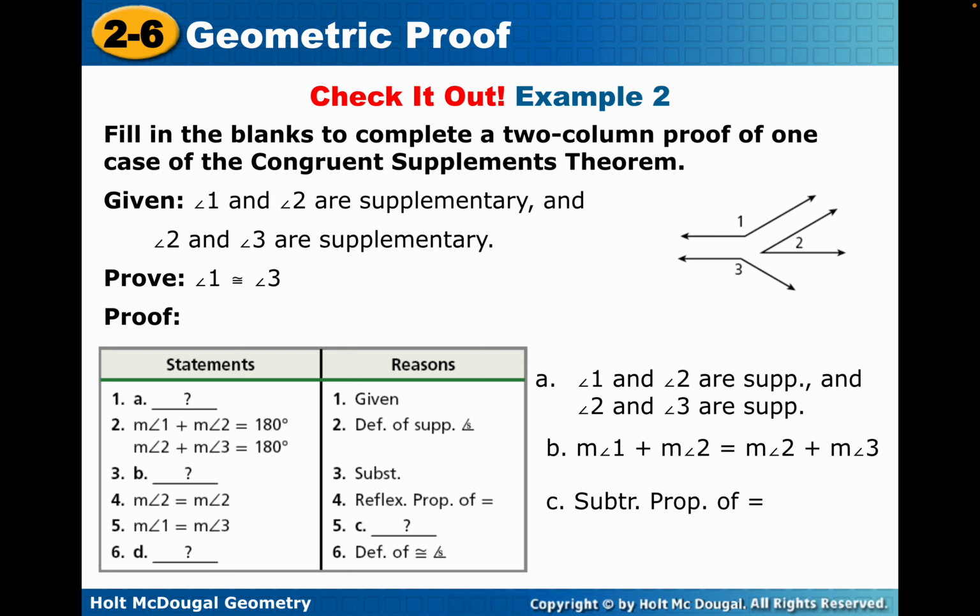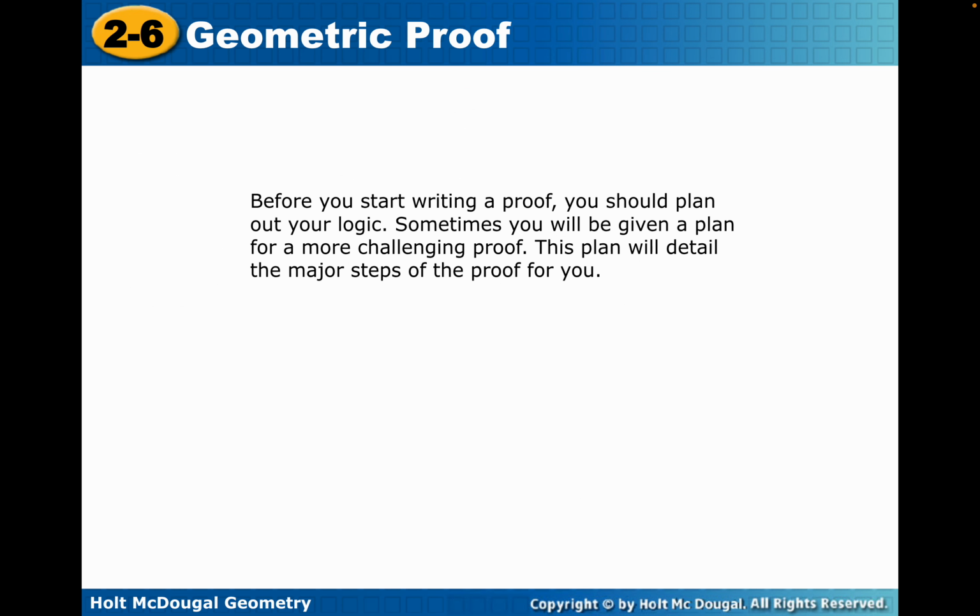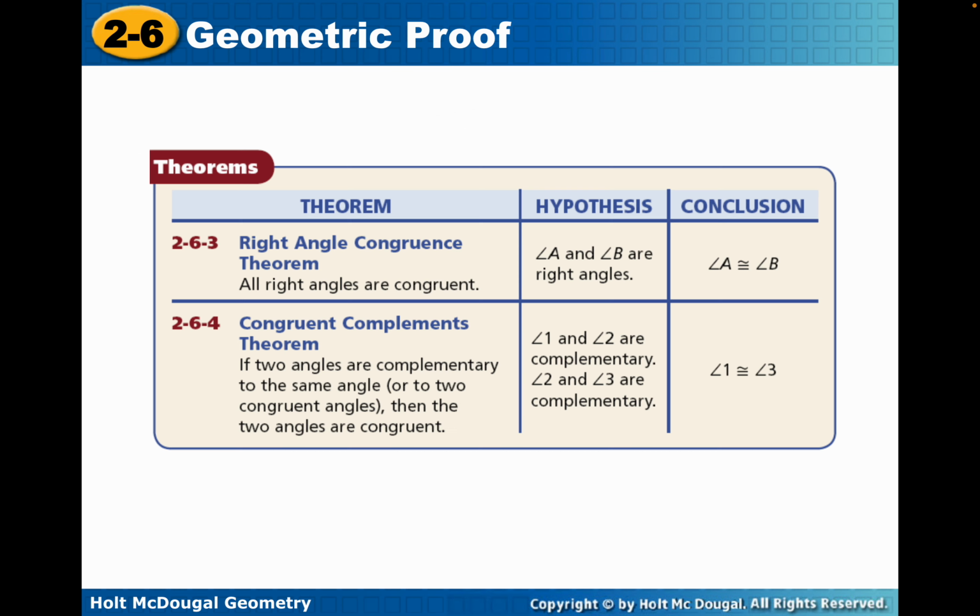All right, hopefully we all got D, because what's D going to be? It's what we're proving. So angle 1 is congruent to angle 3, and that's the definition of congruent angles. Okay, perfect. All right, do we have any questions about this one?